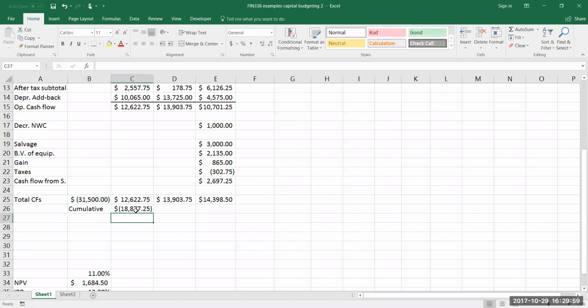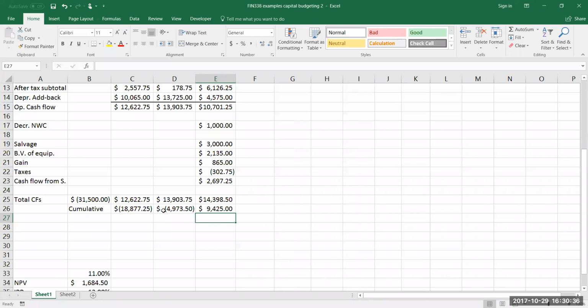At the end of year one, I still found myself in the hole by about $18,000, almost $19,000. At the end of year two, since I started in the hole by $18,000 but then earned almost $14,000, I wind up ending year two in the hole by about $5,000. If I started year three in the hole by $5,000 and I earned over $14,000, I'm going to end year three at a positive $9,925. So at the end of 2 full years, I still hadn't gotten all of my money back.